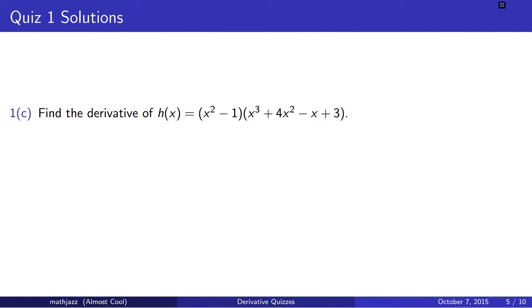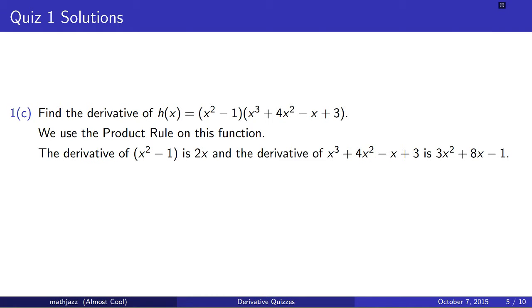1c. Find the derivative of h of x when h of x equals (x squared minus 1) times (x cubed plus 4x squared minus x plus 3). We'll use the product rule to find the derivative of this function. We have to find the derivative of x squared minus 1 and x cubed plus 4x squared minus x plus 3 to use the product rule, and we obtain that those derivatives are 2x and 3x squared plus 8x minus 1 respectively.